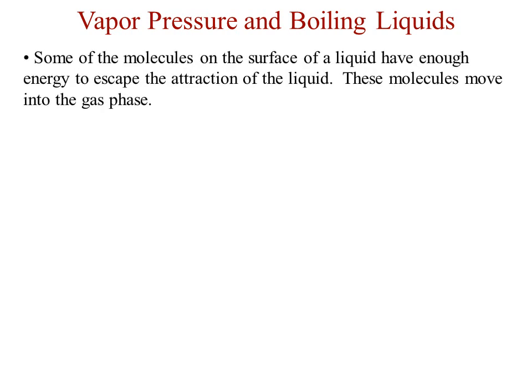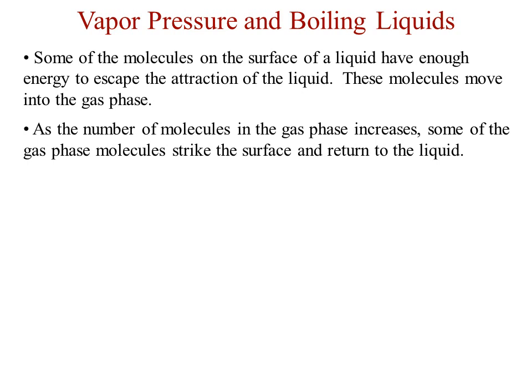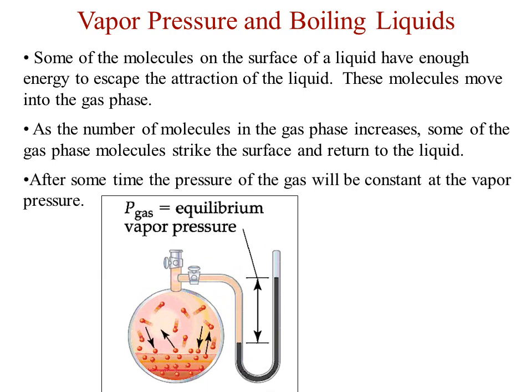Now we're going to look at another liquid property called vapor pressure. Some molecules on the surface of a liquid have enough energy to escape the attraction of the liquid, and these can move into the gas phase. If you have more molecules in the gas phase above a liquid, some of them start striking the liquid and turning back into the liquid. So the liquid turns into a vapor, and the vapor turns back into a liquid. If you capture this in a container and measure the pressure of the vapor above the liquid, that's called the vapor pressure. And we've seen these pictures before.